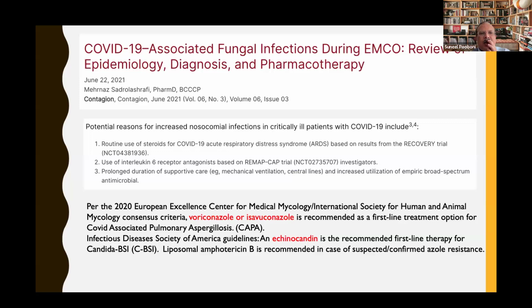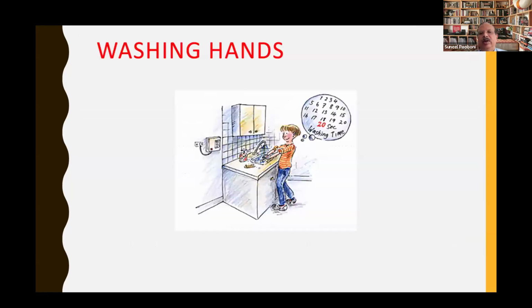So, this recommendation by Mehrnaz et al. shows echinocandins, voriconazole, and isavuconazole are recommended as the first line treatment option for COVID associated pulmonary aspergillosis. From the Infectious Diseases Society of America guidelines, echinocandin is the recommended first line therapy for candida associated bloodstream infections. Liposomal amphotericin B is recommended in case of suspected or confirmed azole resistance.